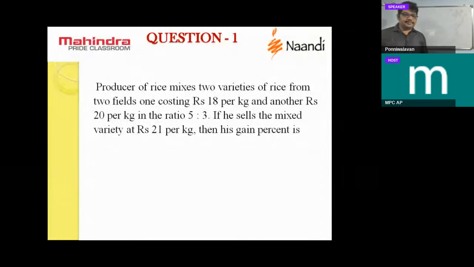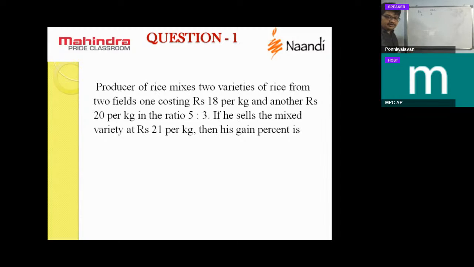Producer of rice mixes two varieties of rice from two fields, one costing 18 rupees, the other costing 20 rupees, in the ratio 5:3. So one rice is 18 rupees and another rice is 20 rupees, and he mixed them in the ratio 5:3.